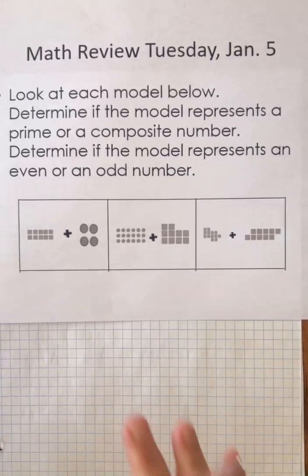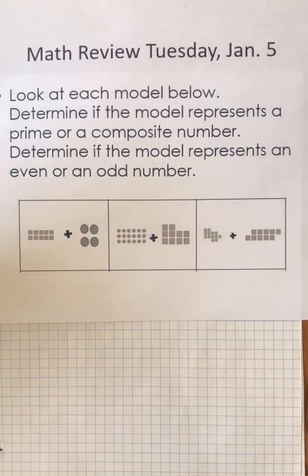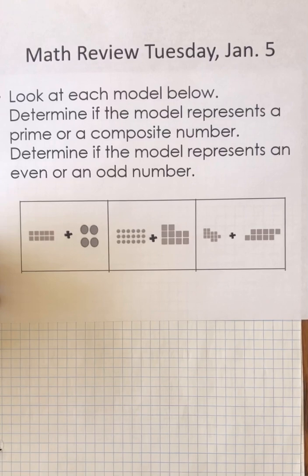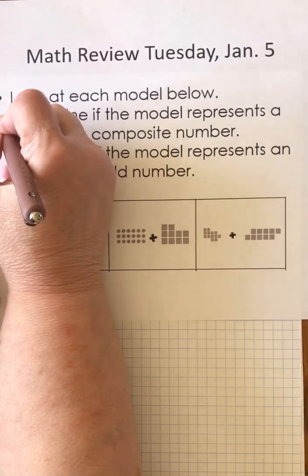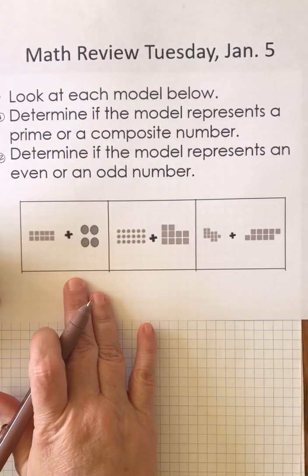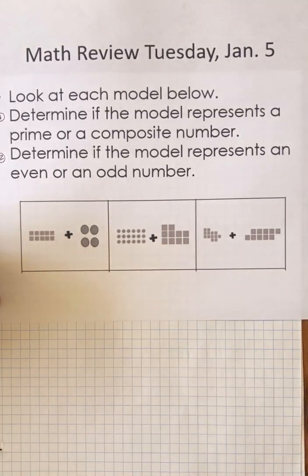And we have some models here at the bottom of our question. We have to figure out, let's see what they're asking us to do. Look at each model below. We have 3 different models. Determine if the model represents a prime or a composite number. Determine if the model represents an even or odd number. So there's 2 things that I'm doing here. I need to first figure out if this model is a prime or a composite number, and then I need to see if it's odd or even. So this is going to be a review of prime and composite, odd and even.